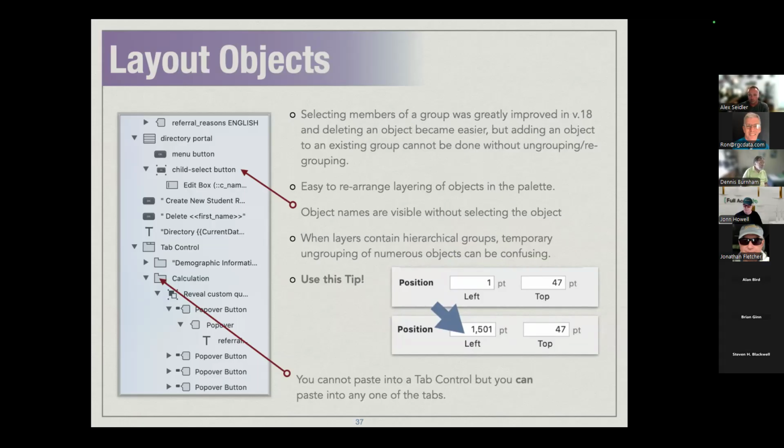You can't paste anything into a tab control, but you can paste into an individual tab. So you have to understand that they've locked that feature out. You can't just add a new tab to a tab control through the inspector.